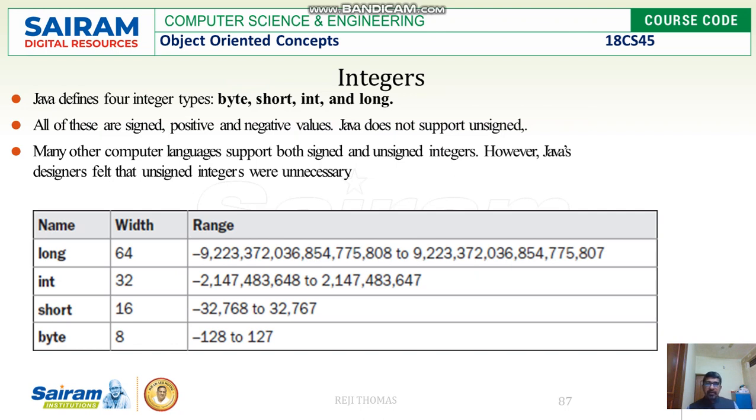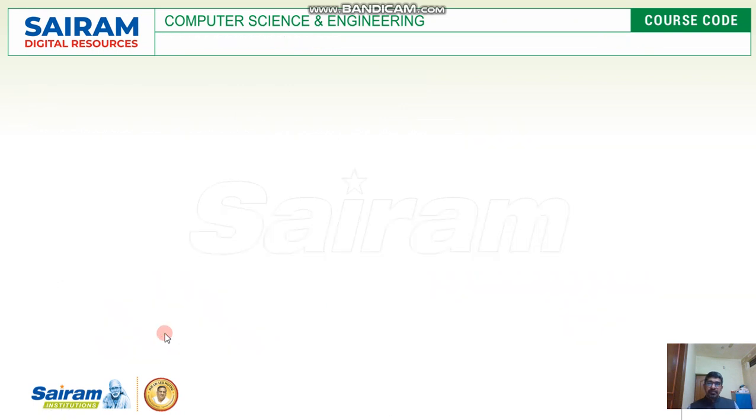Under integer, we have int, short, a special type called byte, and long integers. And look at the size each takes. Normally, integer takes 4 bytes, that is 32 bits, long takes double of that, which is 64. Short takes half of integer, which is 16, and byte takes only 8 bits.